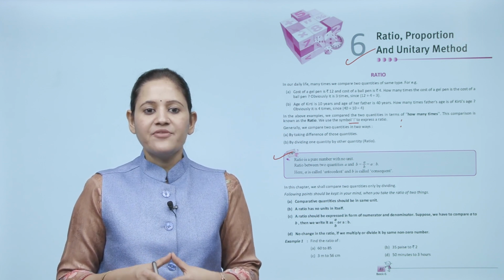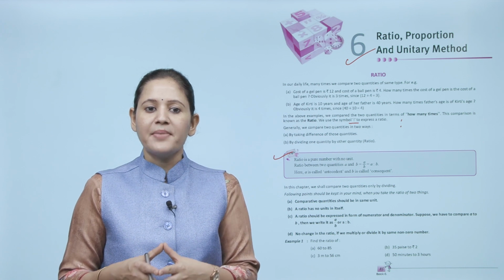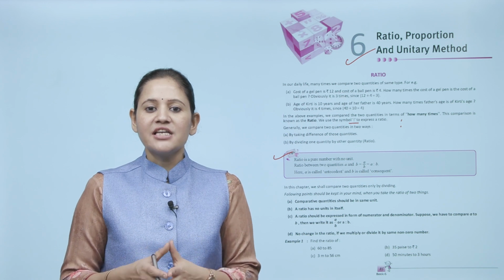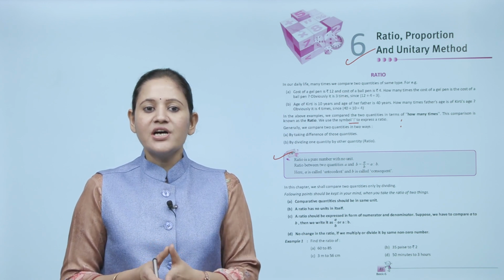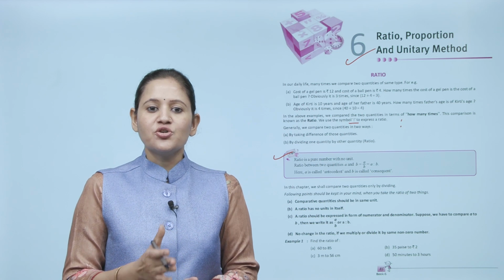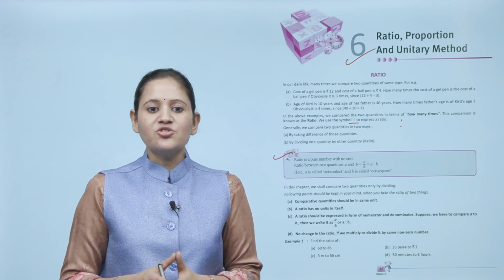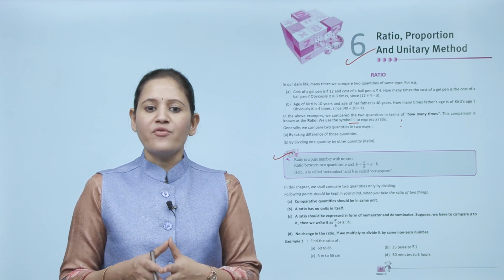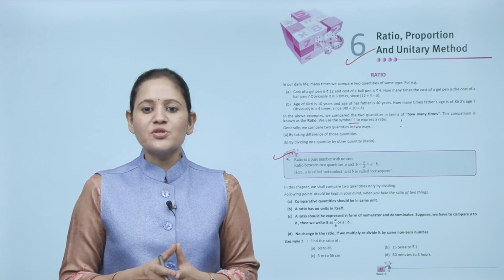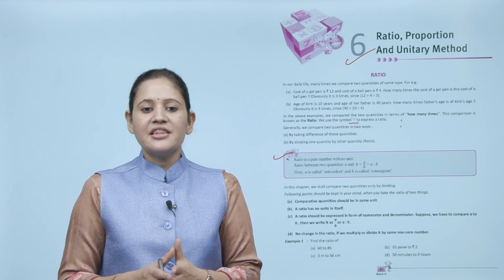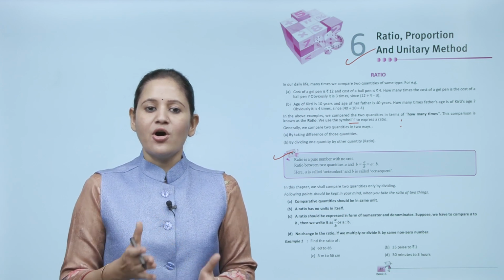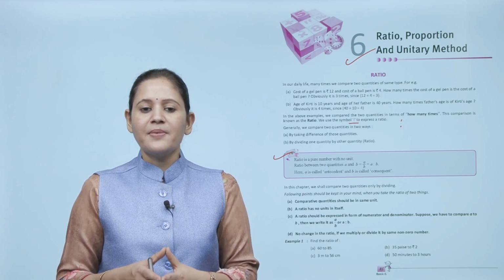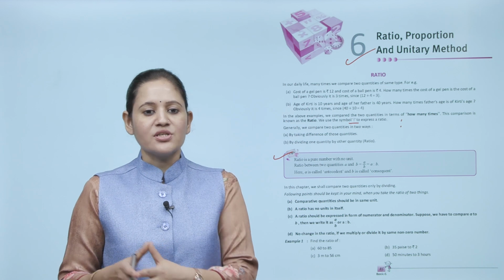In this chapter, we shall compare two quantities only by dividing. The following points should be kept in mind when you take the ratio of two things. First, the compared quantities should be in the same unit. A ratio has no unit in itself. A ratio should be expressed in the form of numerator and denominator. Suppose we have to compare A and B, then we write it as A upon B or A ratio B. There is no change in the ratio if we multiply or divide it by the same non-zero number.